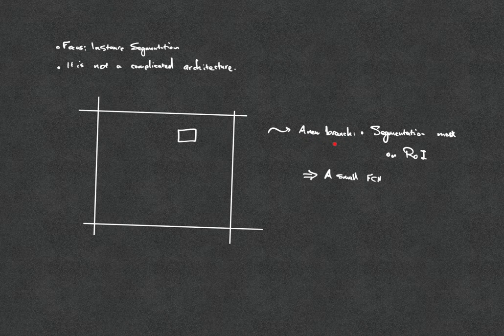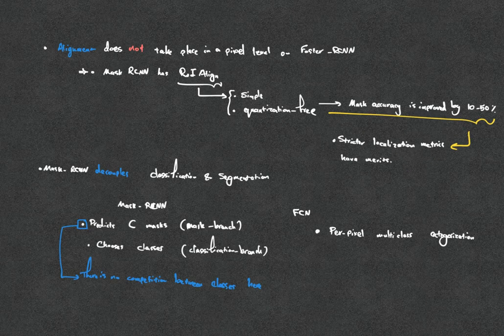A new branch has been added to the Faster RCNN model in order to take care of segmentation mask prediction on regions of interest. It is important to mention that alignment, mainly pixel level alignment, doesn't happen in the Faster RCNN. In the Mask RCNN, the ROI align, which is a simple and quantization-free component, takes care of that. This leads to an improvement in mask accuracy by 10 to 50%, leading to the conclusion that a stricter localization metric is actually useful.